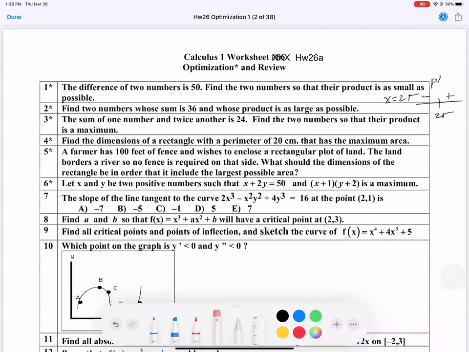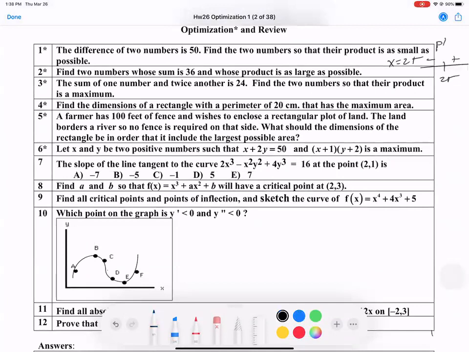Okay, number 6. Let x and y be two positive numbers such that x plus 2y equals 50, and x plus 1 times y plus 2 is a maximum. Okay, just on the side, you don't have to write this, but it might be helpful to some people. You can remind yourself x is greater than 0 and y is also greater than 0 in case you have more than one answer. Then we want to try and maximize this equation on the side. So let's go write it out.